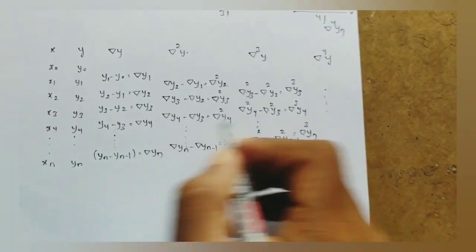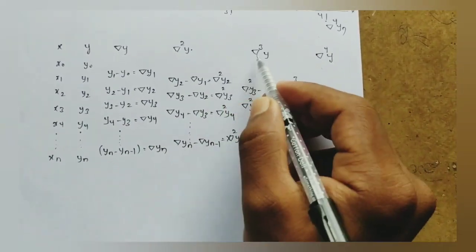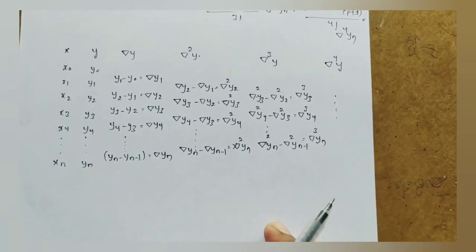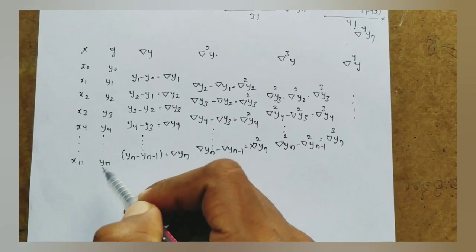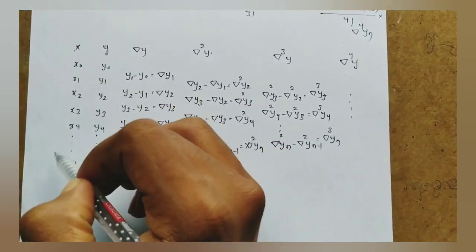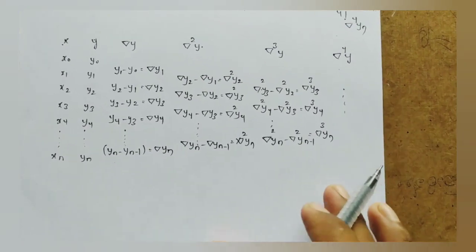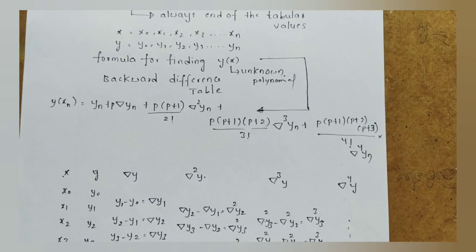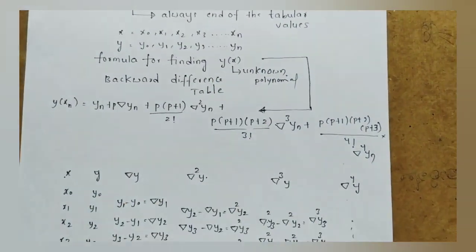We know up to the single value we can find out the values of del cube y, del power of 4y, del power of 5. These values depend upon the x and y values. Depending upon how many values are given, we can find out the values accordingly. Here we know the formula for finding y of x by using the backward difference formula.